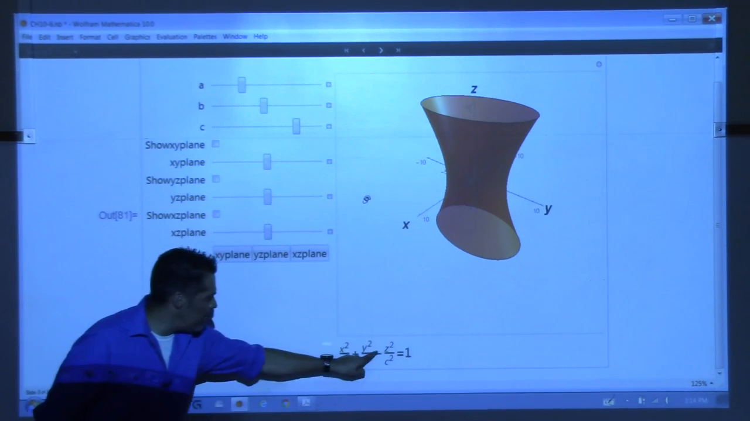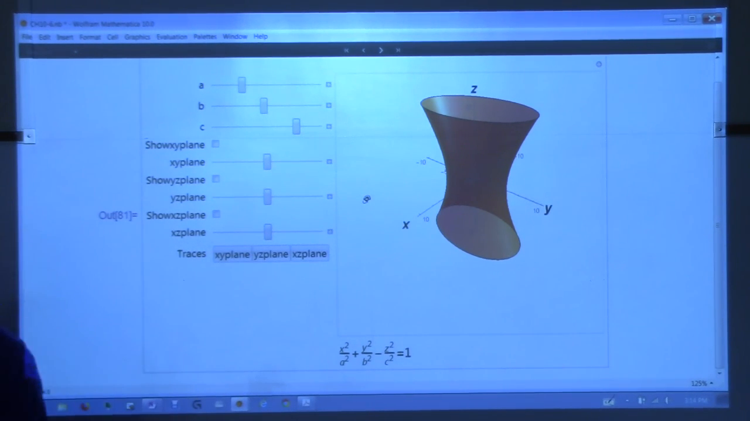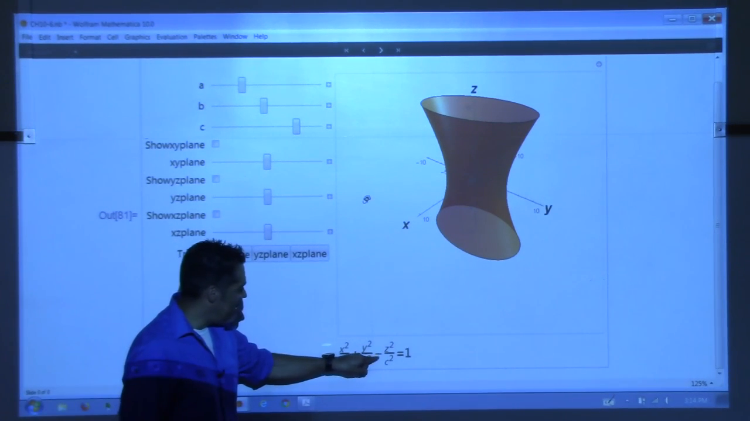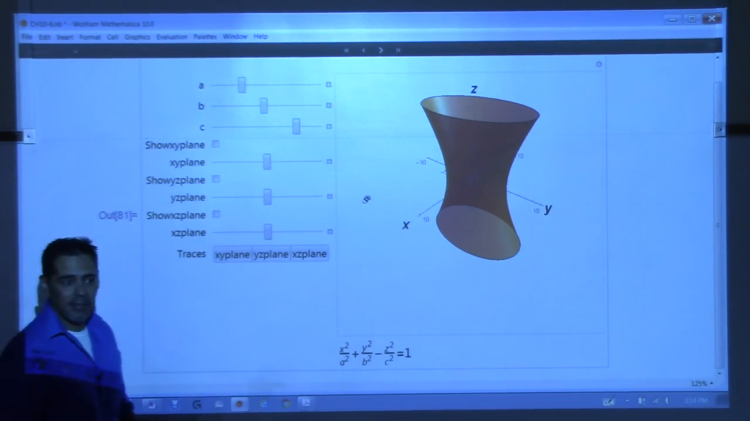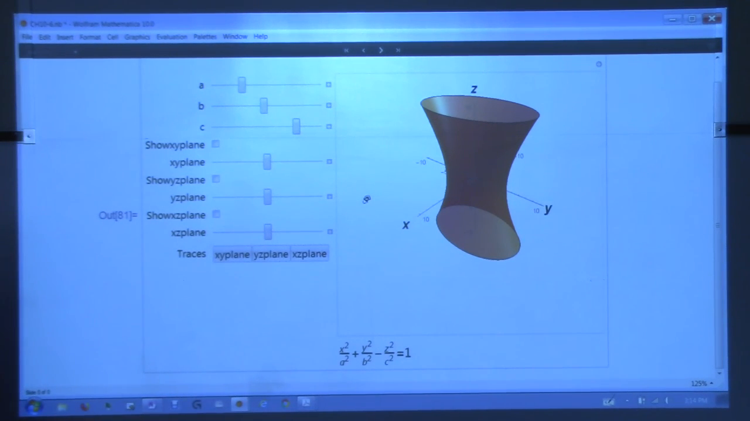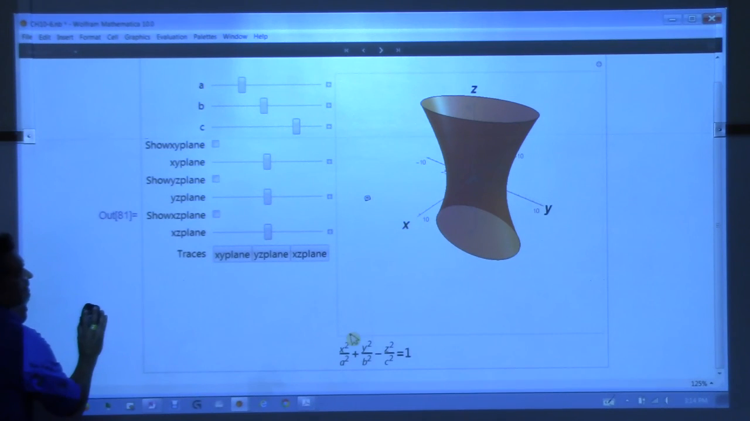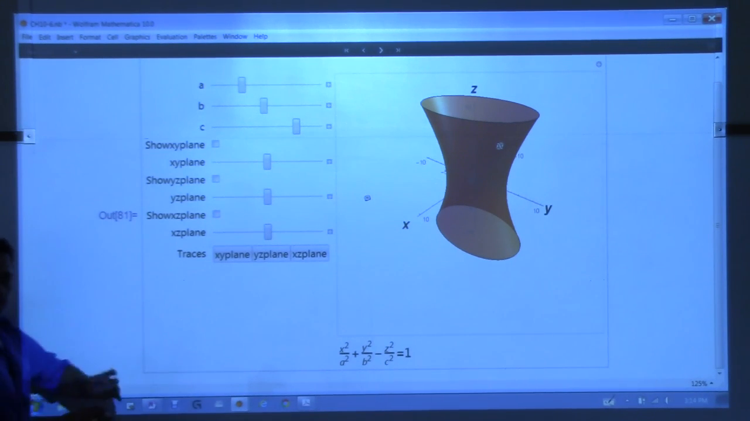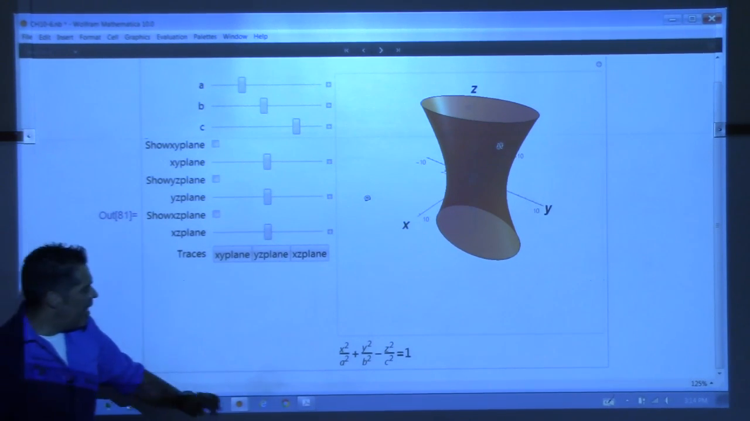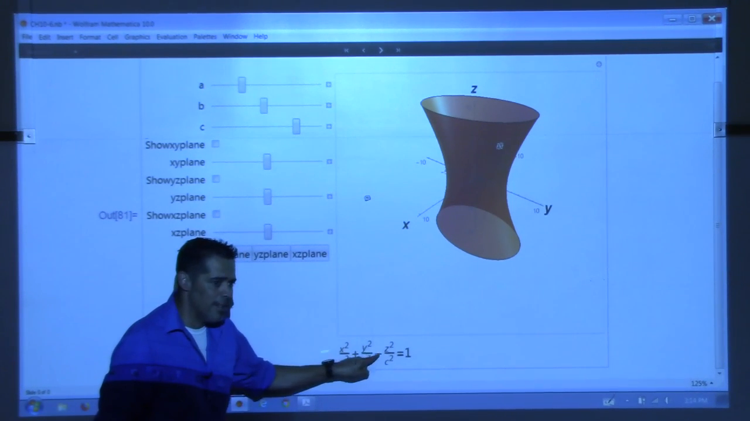Except, if this were a plus, what is this? An ellipsoid. That's an egg if it's a plus there, right? But because that's a minus right there, you get that. And this one, I think we would all agree, kind of opens up the z-axis. The way you can remember that is the z is the one that's negative.